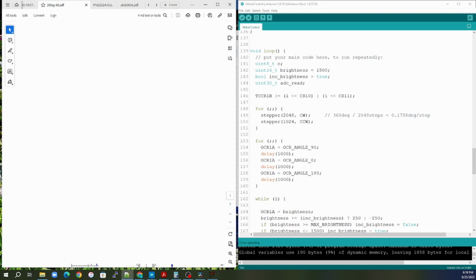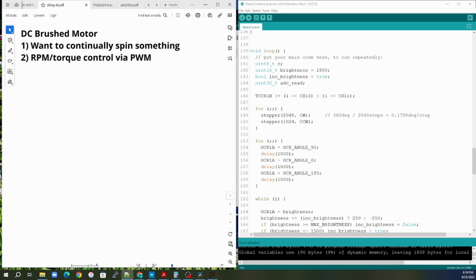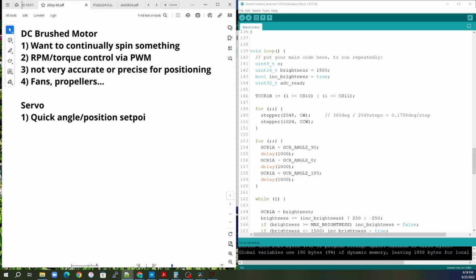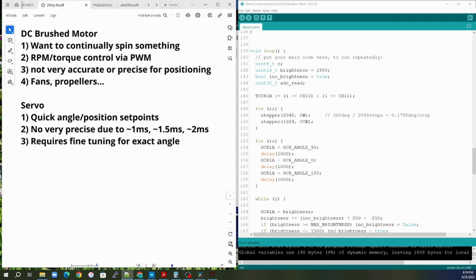So as a review, the DC brush motor, this is just when you want to continually spin something. You want to have good RPM torque control via PWM, and it's not very accurate or precise for positioning. The servo motor, however, can give you quick angle position set points, like 15 degrees or 45 degrees. It's not very precise, at least this one isn't, due to the way that you tell it, right? That approximate 1 millisecond, approximate 1.5 millisecond, approximate 2 millisecond is not very accurate. It does require some fine tuning to get the exact angle that you're looking for, and it's probably not repeatable for a precise angle across different programs, right?